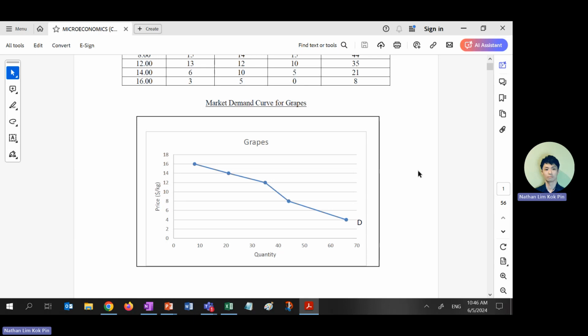Makes sense. After that, if you plot properly according to the scale of the maths, according to the table, you should be able to get a non-linear curve. And after you draw a non-linear curve, you must label the last thing, which is the D, which stands for demand. This is the demand curve.